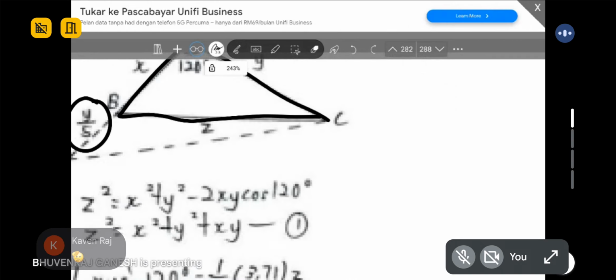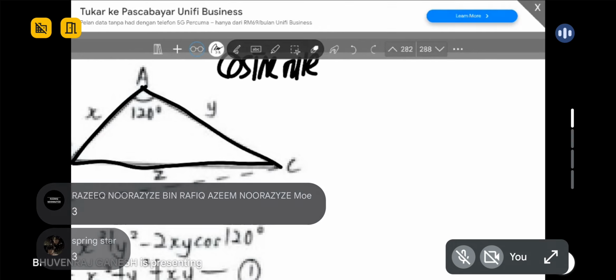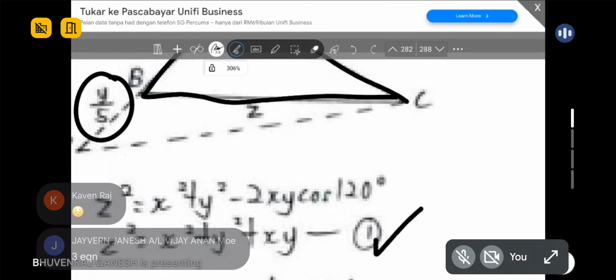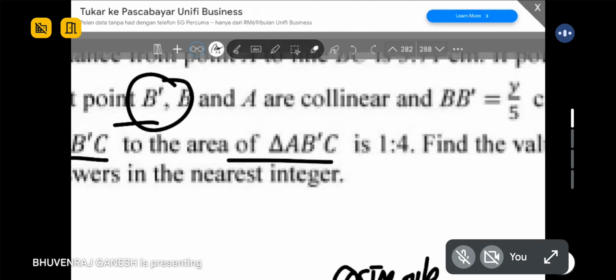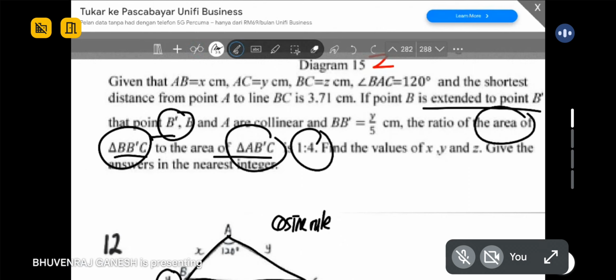And then, okay, common sense, guys. You got 3 variables. If 3 variables, you need how many equations to solve? 3 pemboleh ubah perlu berapa persamaan? 3, kan? So you still need 2 more. This is number 1. Masih perlu 2 lagi. So macam mana dapat? How to get 2 more? Okay, you must use this information. The ratio of area of these two triangles is 1 to 4.